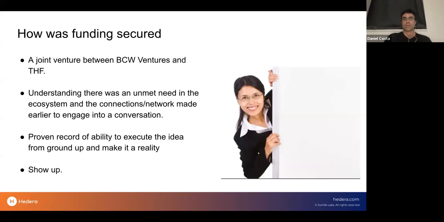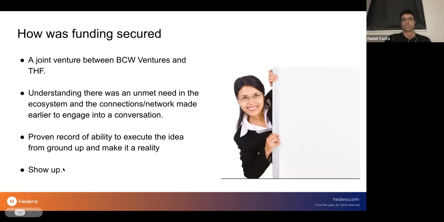And I think one thing that was good is Archaea came in under BCW Ventures Technology, and they already have a proven record of ability to execute an idea from the ground up and make it a reality. They had the structure, the talent, the skills and the ability to push it through. So that was pretty important. So like I said, that track record might also be important. Make sure you highlight the fact that you've done something similar and you can actually get this to reality. If you haven't, at least you learn from it.